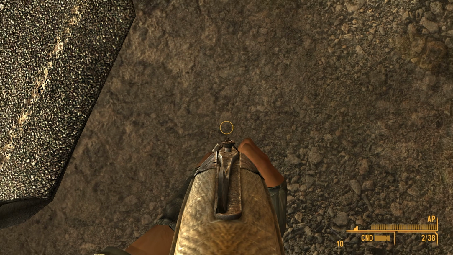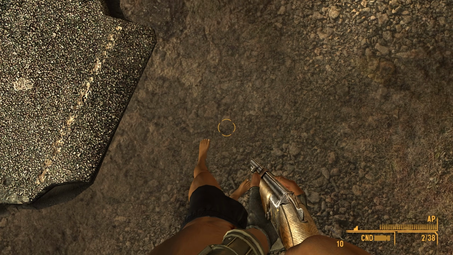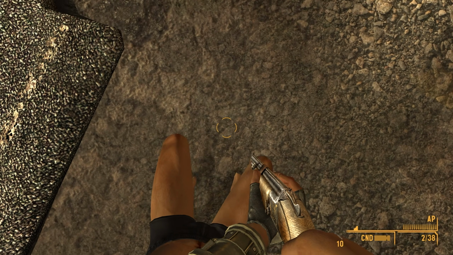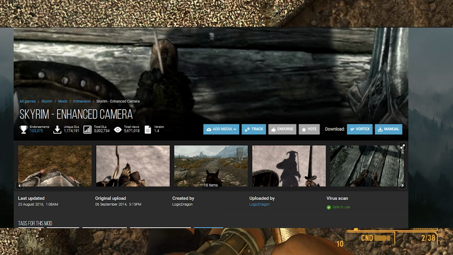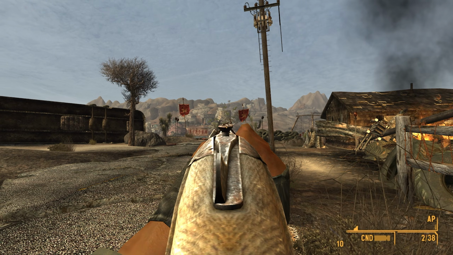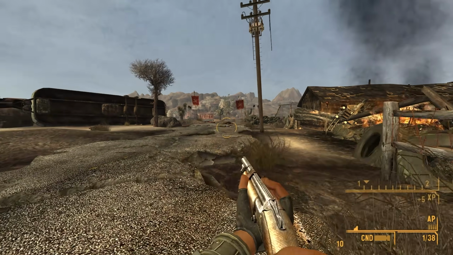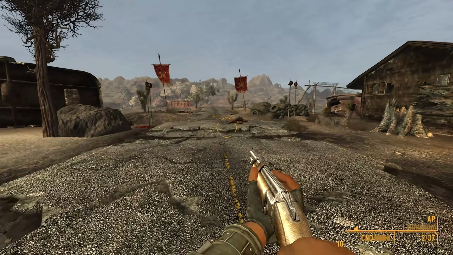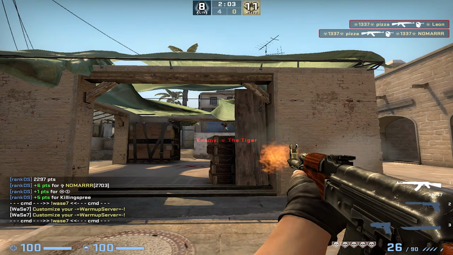As you can see here, it's using the first-person model and the third-person model as well. This was created by the same guy who made Logic Dragon, who made enhanced camera for Skyrim. With Bethesda engines, a lot of this stuff carries over. Fallout 4 is another game based on the whole Bethesda engine line of Gamebryo engine. It's all descended from this engine. So you'd think that Fallout 4 wouldn't be that hard either.